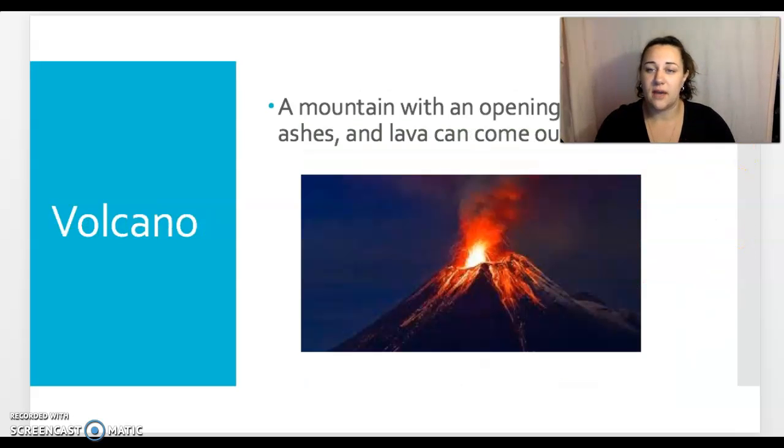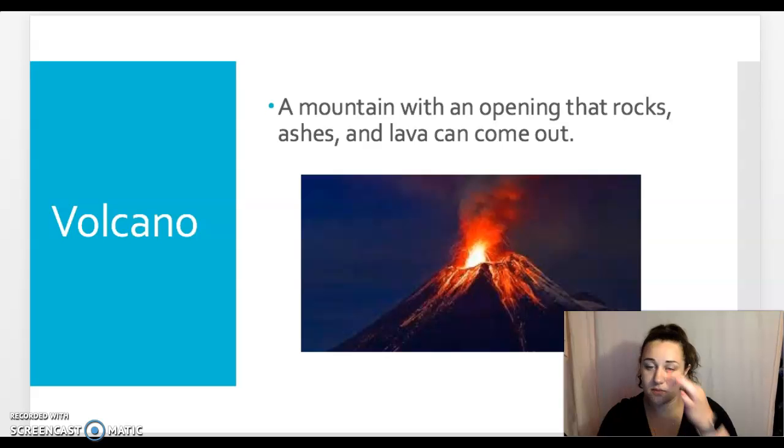Then we're going to be talking about volcanoes this week. It's exciting stuff. Volcanoes are pretty interesting, friends. So a volcano is a mountain with an opening that rocks, ashes, and lava can come out. So if we look, this is actually a mountain, and it's got an opening, and inside the volcano are the rocks, the ashes, and the lava. This is the lava, and it comes out and it falls down. We're going to spend a whole day on volcanoes. But for now, you just need to know that a volcano is a mountain with an opening that rocks, ashes, and lava can come out.